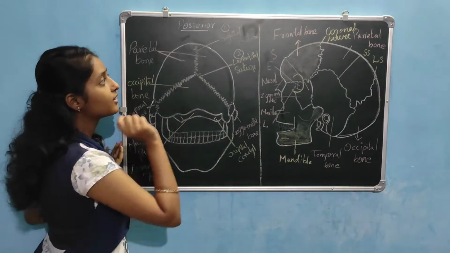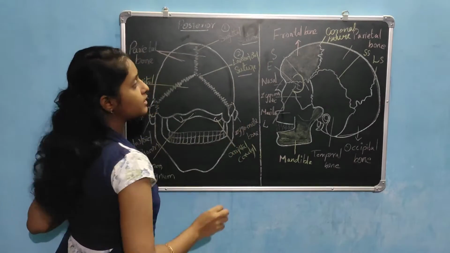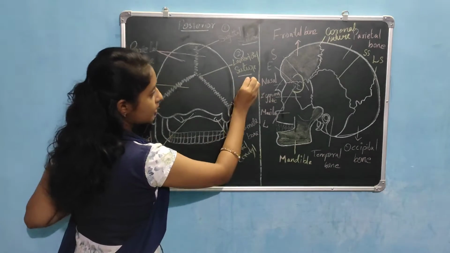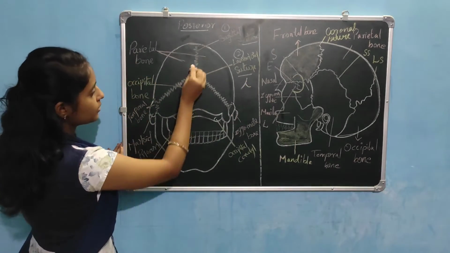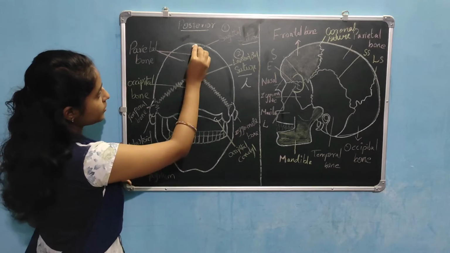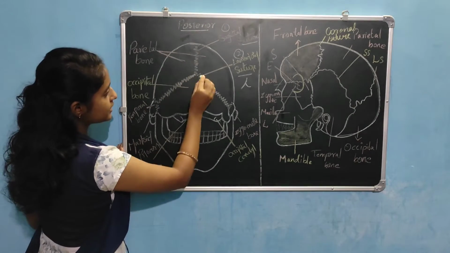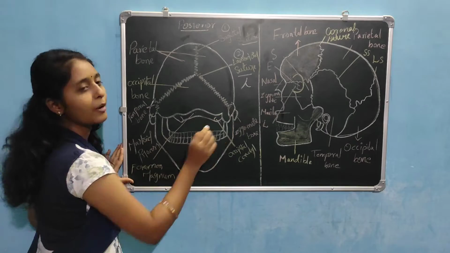So, remembering those suture words, first is the lambdoid suture, lambda. This is the shape of lambda. See, posteriorly, from the back side, this is the lambda shape. So this is the lambdoid suture.